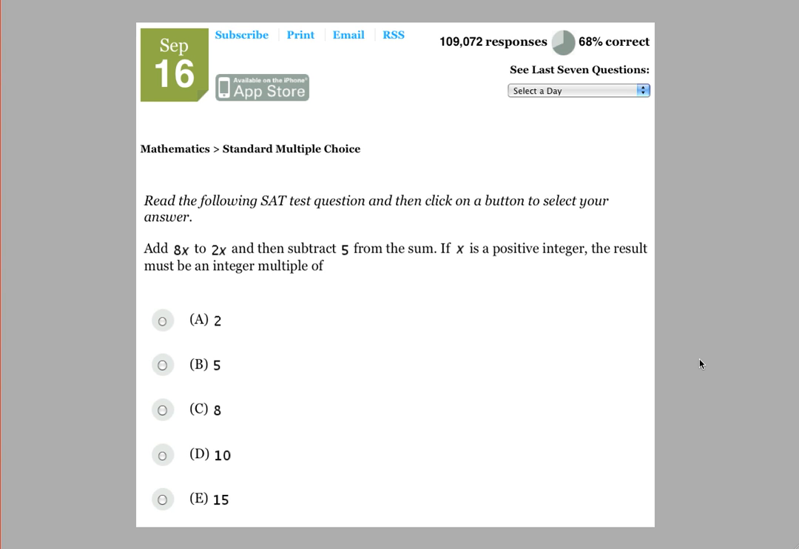Hi everyone, so we're here for the SAT question of the day for September 16th, 2011. 68% of students got this one right. And it's a math question. Let's go ahead and read it.